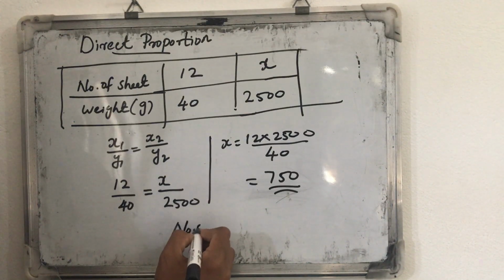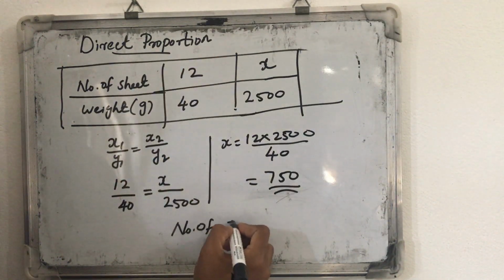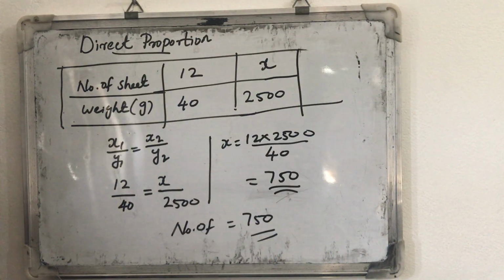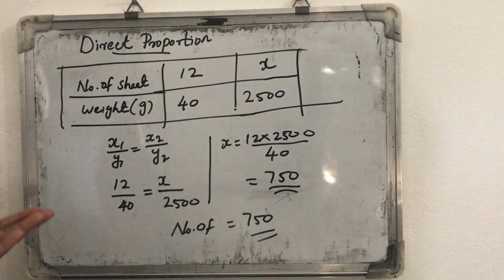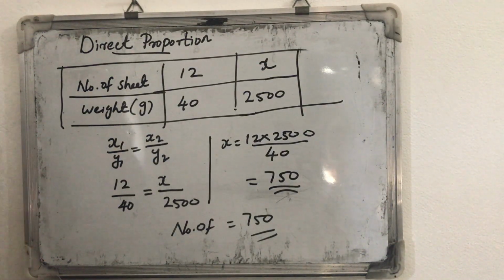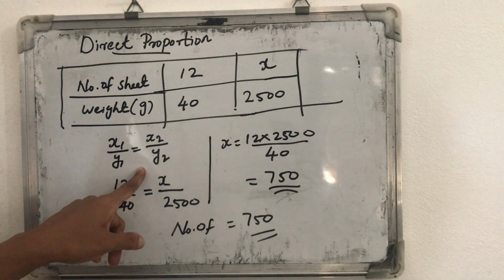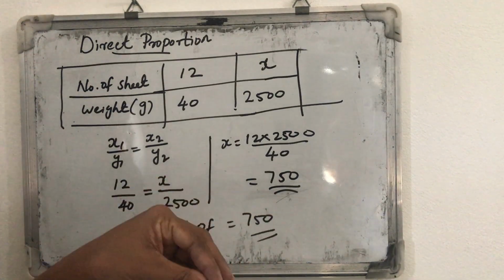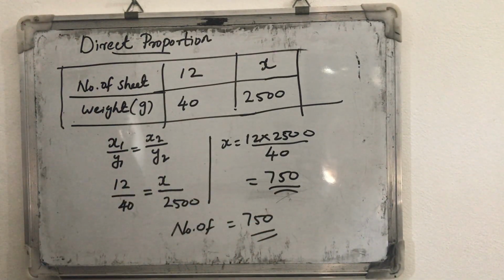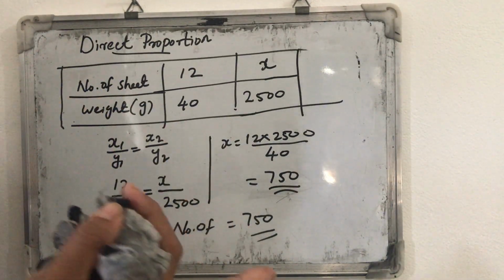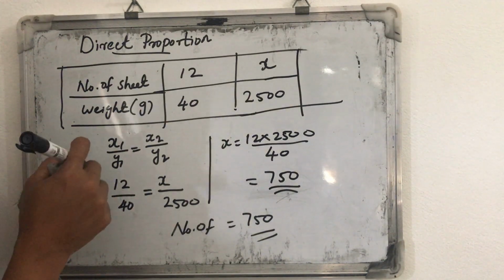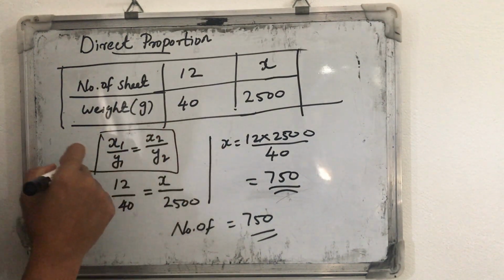So that is the number of sheets we wanted to find out, 750. Here we only want to check whether the two quantities are in direct or inverse proportion. If it is direct, we can use this equation, and if it is inverse, that we can study next, where we use another equation. From the question itself it will be very clear which is direct or inverse. If it is direct, you use x1 by y1 equal to x2 by y2.